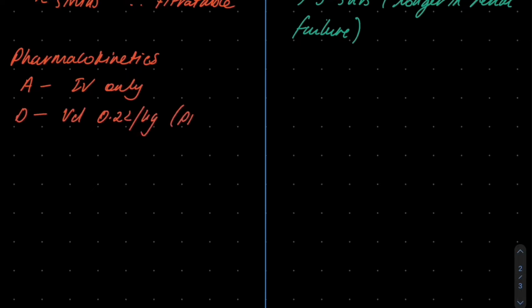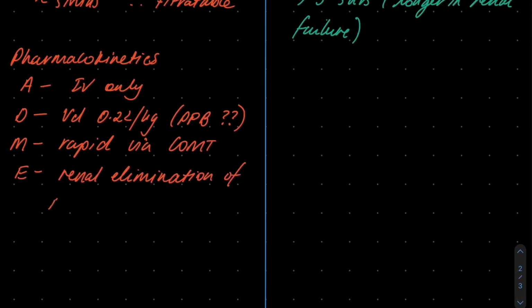In terms of the pharmacokinetics, dobutamine is given intravenously only. It has a volume of distribution of 0.2 liters per kilogram, and an unclear level of protein binding. It is metabolized rapidly by catechol-O-methyltransferase, and its metabolites are inactive and renally eliminated.